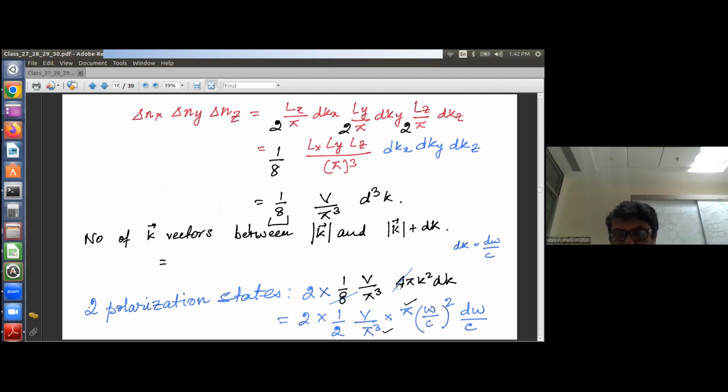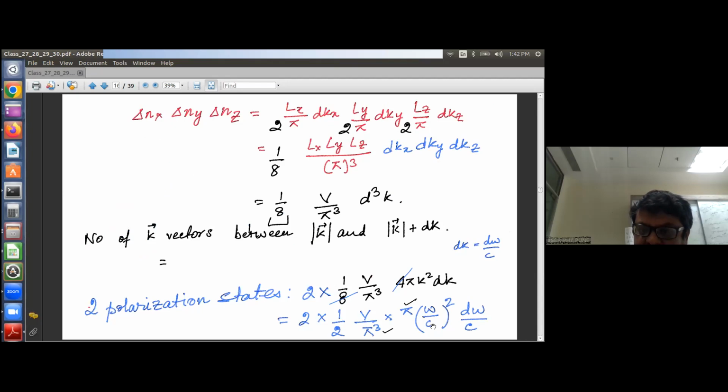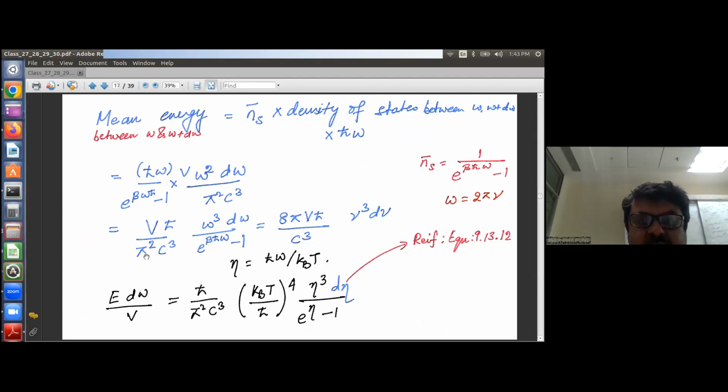This 4 pi and 2 cancels with 8. I mean, not the pi. So this pi cancels here, so as a consequence, we get v h cross pi square c cube. So there was a c here, c square here, and a c extra here. That's where the c cube comes from.